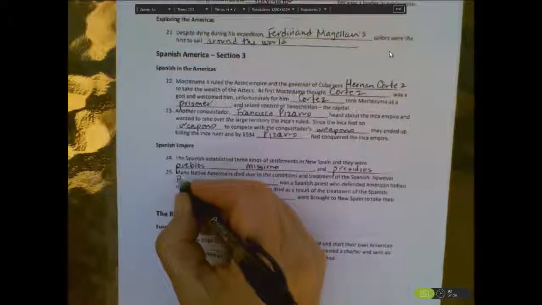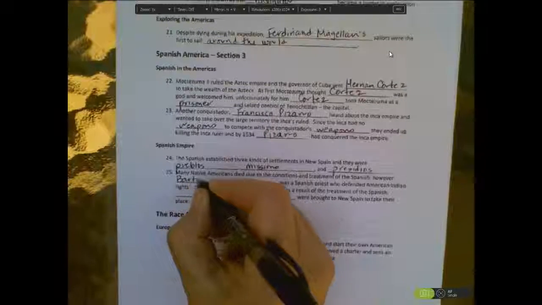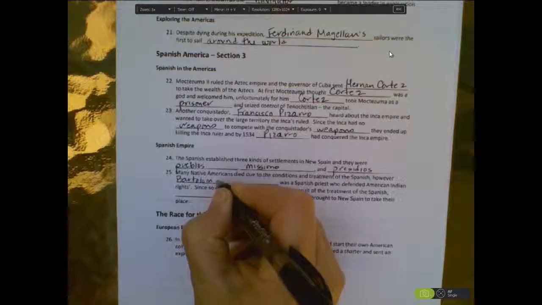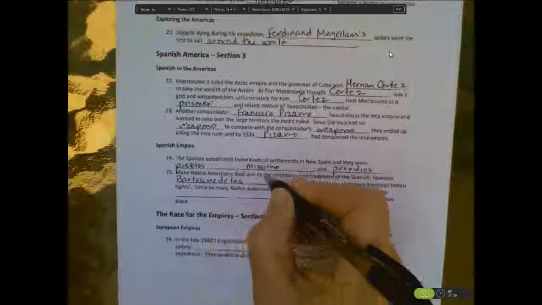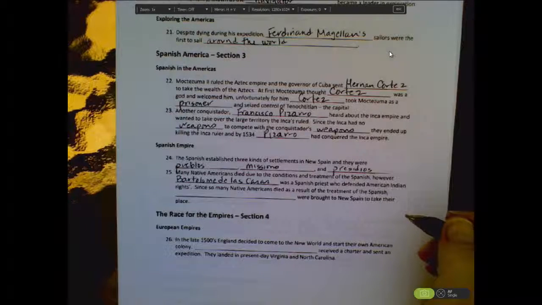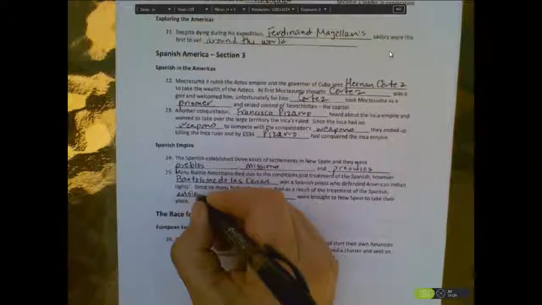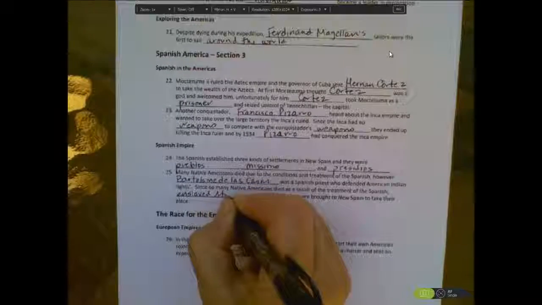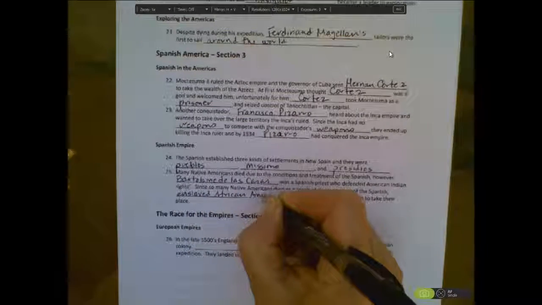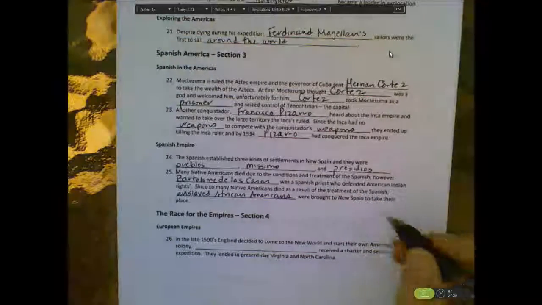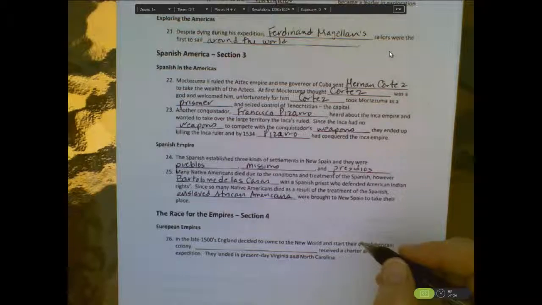Many Native Americans died due to the conditions and the treatment of the Spanish. However, there was a priest, Bartolome de las Casas, and he defended American Indian rights. And unfortunately, so many of them died as a result of the treatment of the Spanish. Enslaved African Americans were brought to New Spain to take their place.